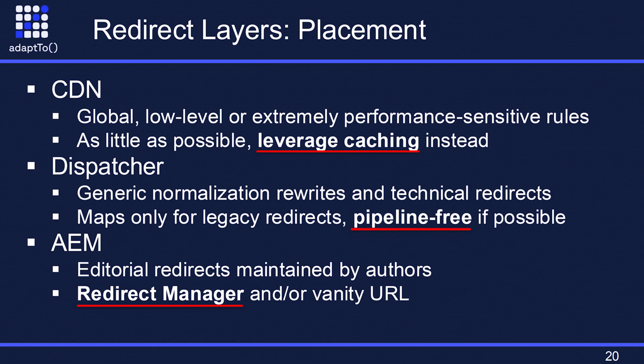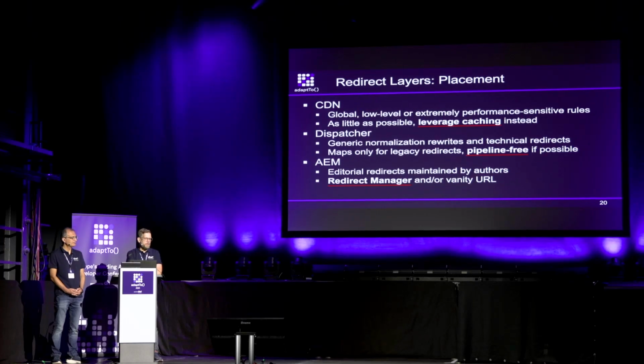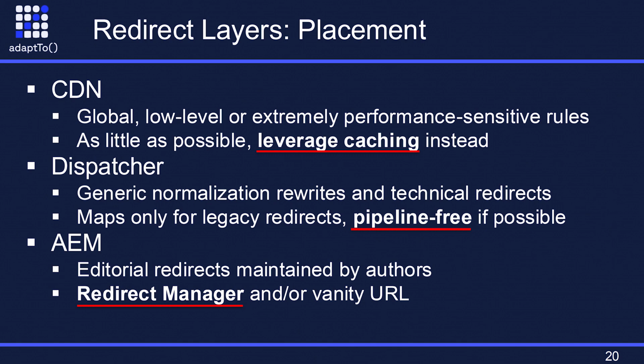Also, CDNs are inherently developer unfriendly, since their configuration is often gated and unfamiliar. Developers won't touch them because of the high blast radius of any changes they do. And the more changes, the more routes you have in your CDN, the harder it will be to migrate. And this happens more often than one would think. In the dispatcher, well, you have the generic normalization rewrites there, other technical redirects you want in your code.